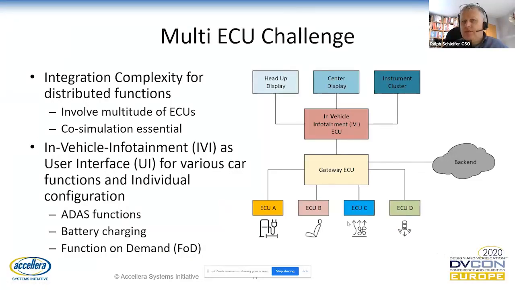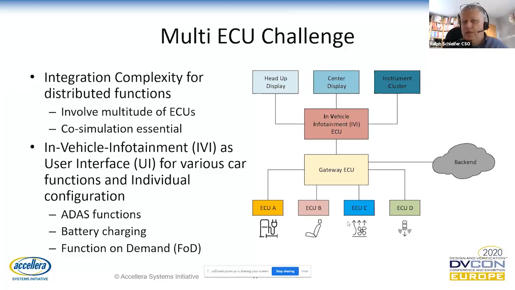I talked about the in-vehicle infotainment, one of the pretty complex ECUs within a car, but there are a couple of other ECUs that you need to have in place for testing as soon as you are testing functional chains which span over multiple ECUs. So the picture here on the right side is just a symbolic representation of how such an architecture typically looks like.